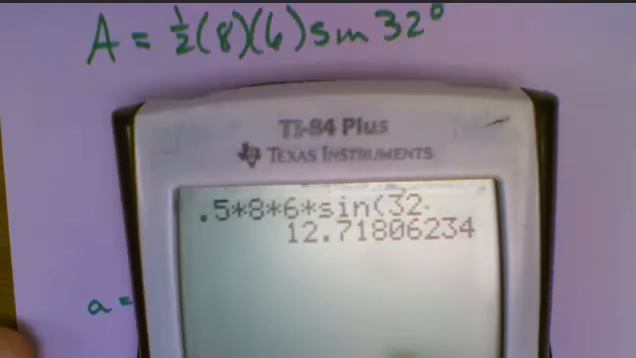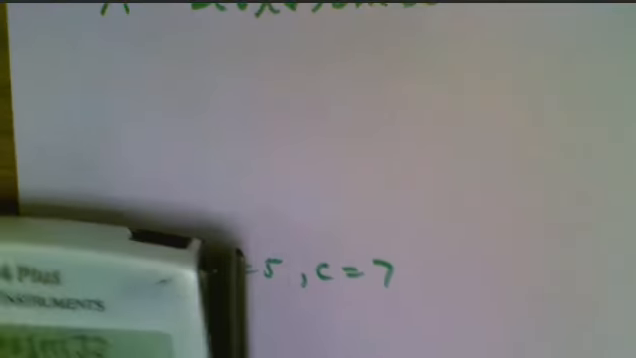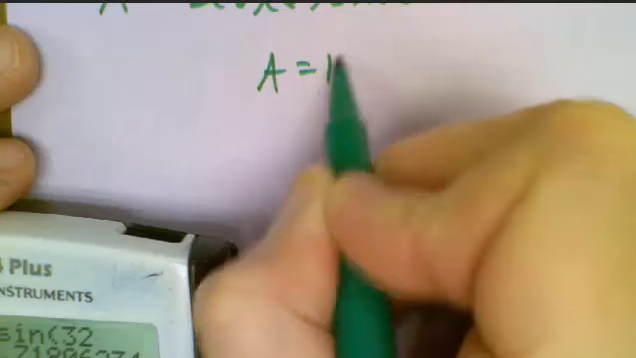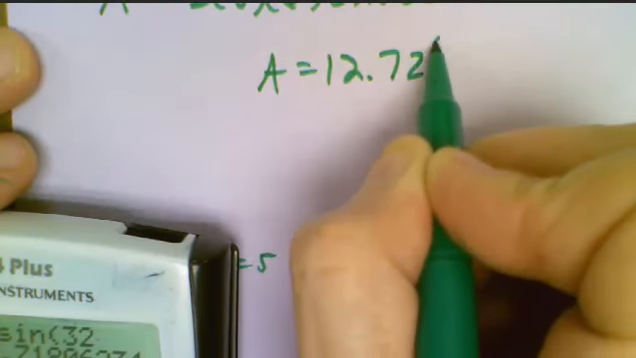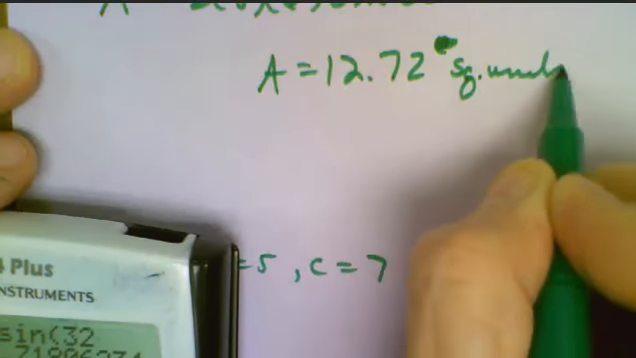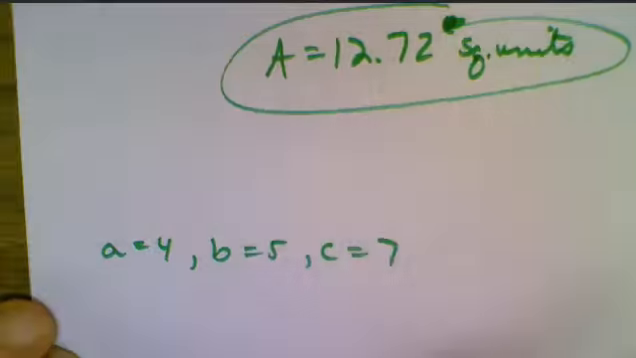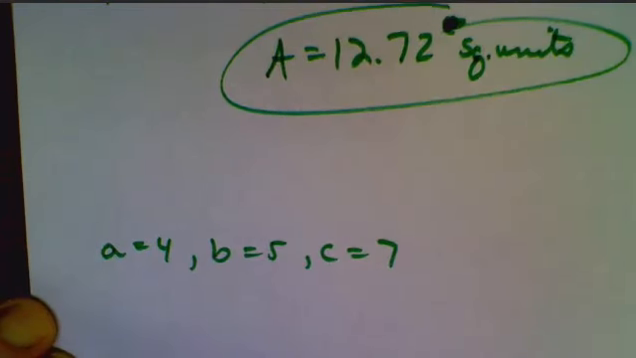That's all I need to do to get my answer, and I get 12.72, depending on what they tell you to round to. That is the area. And if you had units, it would be square units. So like if they said it was in meters, you'd say it's square meters, because it is an area. It's the area of that triangle, the amount of space that that triangle is taking up.